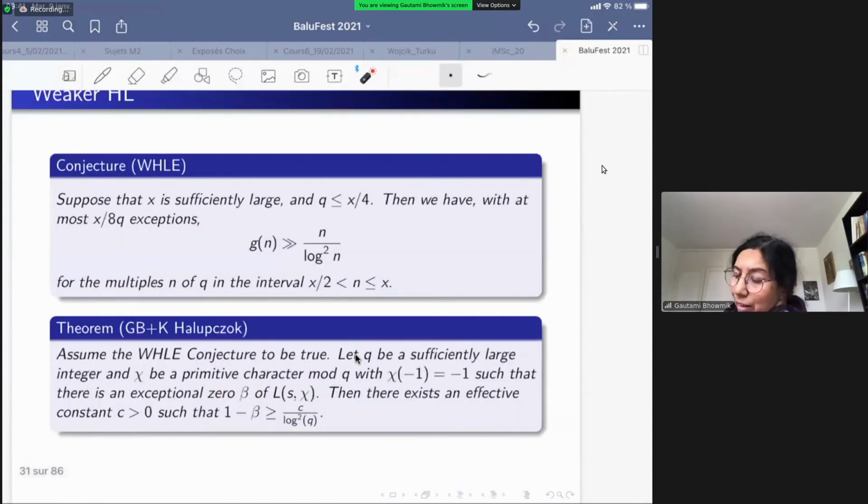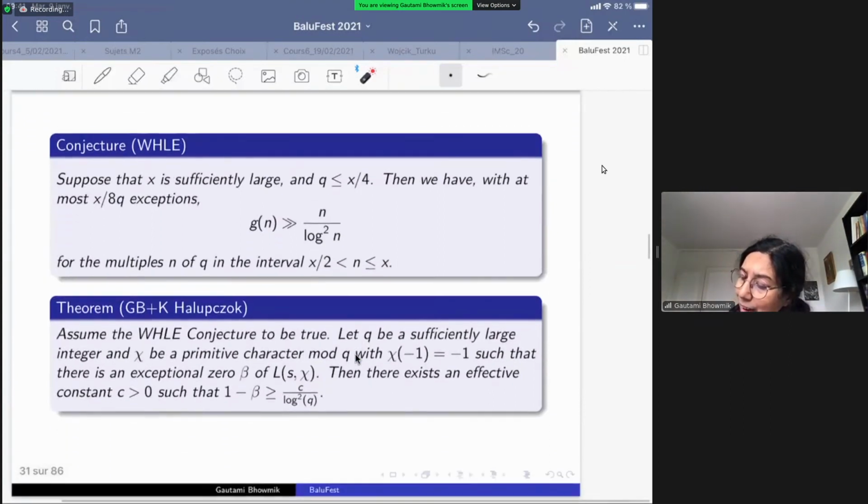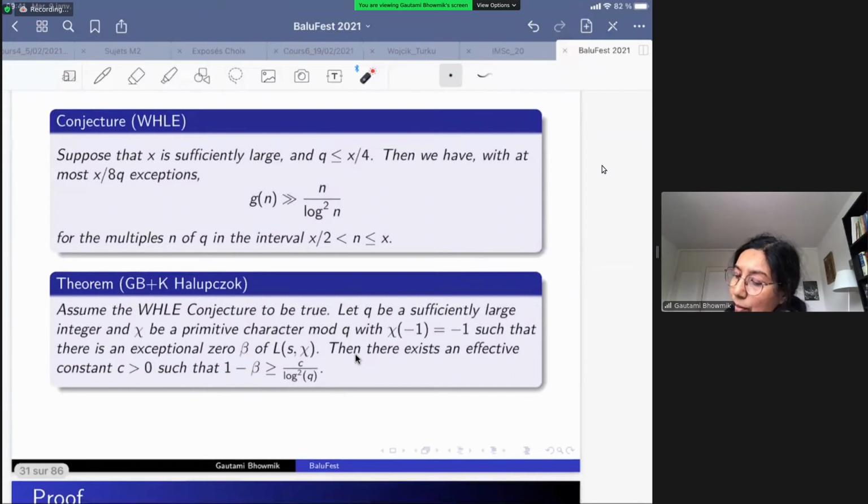Okay. So it's not a wonderful result. It's a small improvement. I mean, it's not even really an improvement on Siegel because it's conditional. It's a result with Karin Halupczok of Düsseldorf.